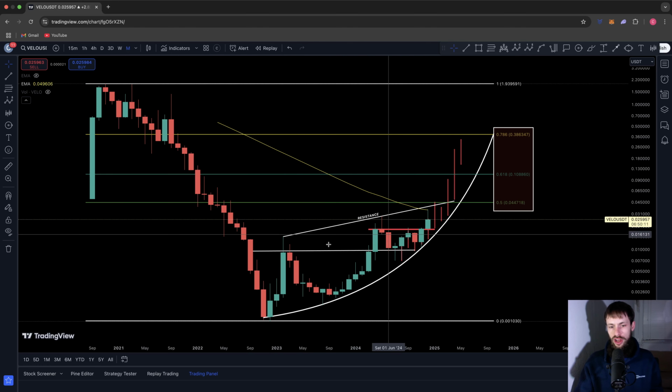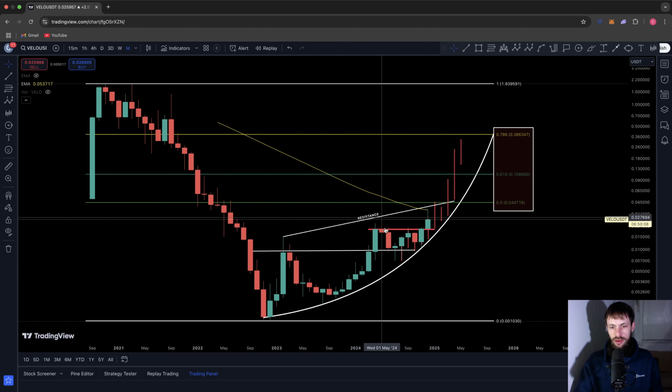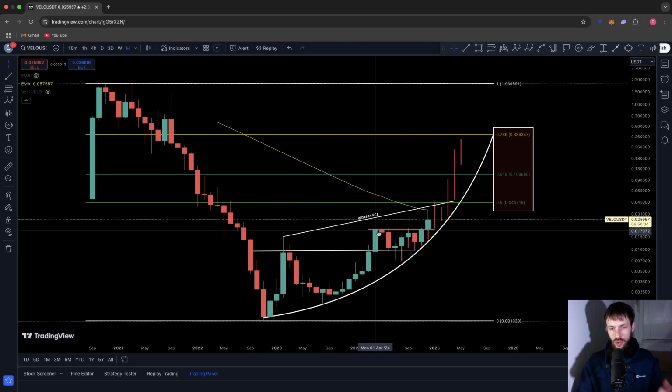You've got the parabolic curve. We've broken the Adam and Eve resistance. We held that as support, which is this sort of zone here. You can see that VELO was caught between, from April all the way till November, this level of support and resistance.